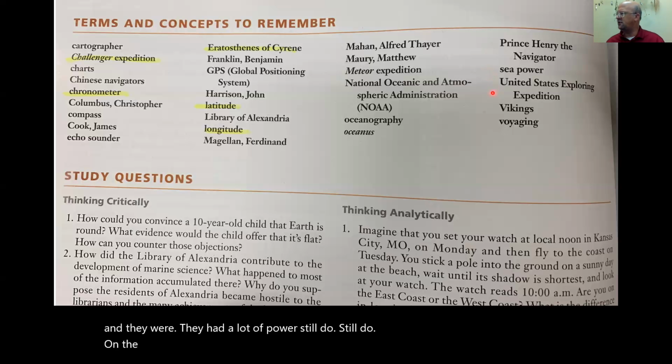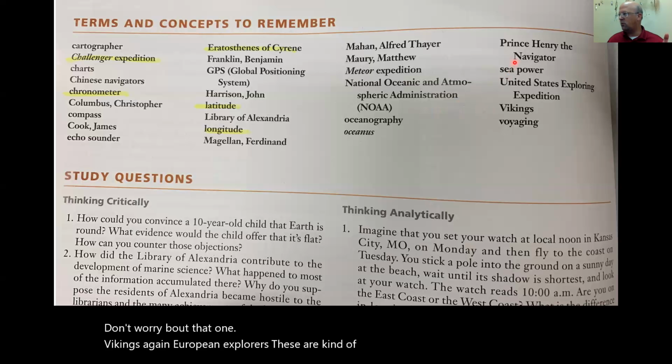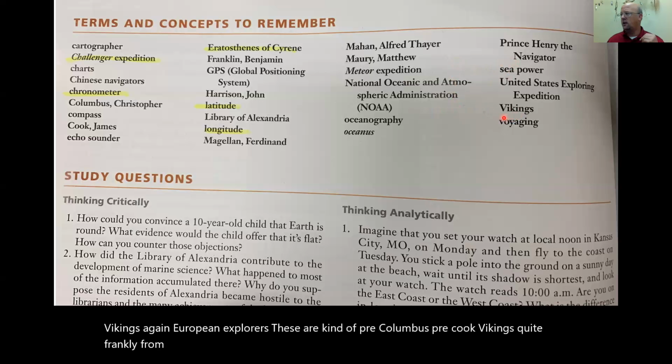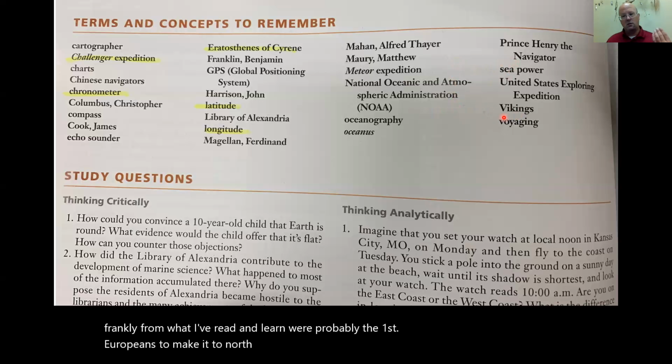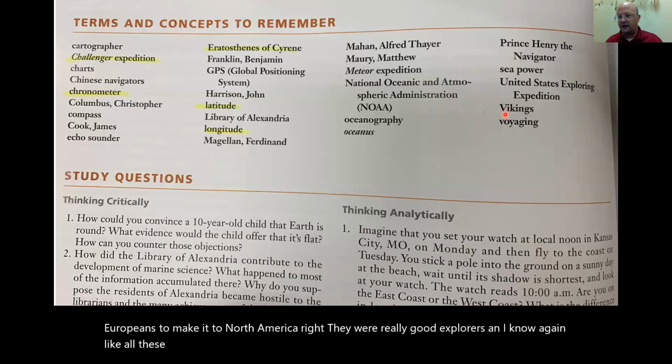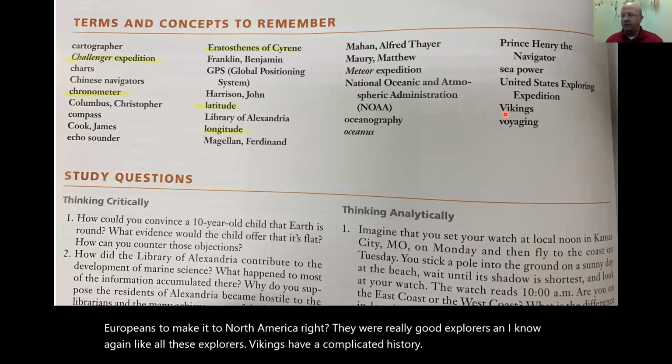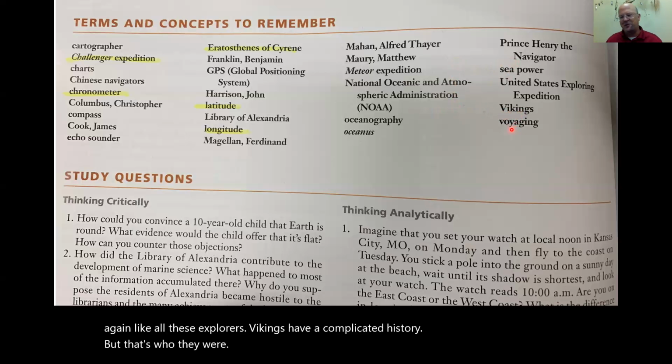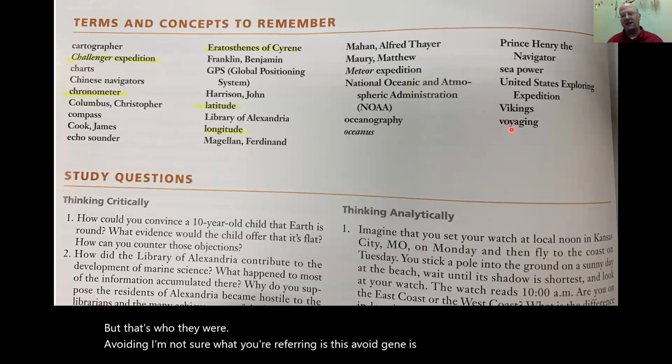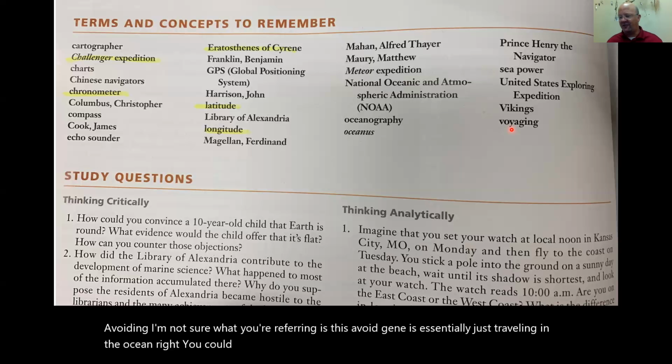The United States Exploring Expedition, don't worry about that one. Vikings, again, European explorers. These are kind of pre-Columbus. Vikings, quite frankly, from what I've read and learned, were probably the first Europeans to make it to North America, right? They were really good explorers. And, I know, again, like all these explorers, Vikings have a complicated history, but that's who they were. Voyaging, I'm not sure what they're referring to here. Voyaging is essentially just traveling in the ocean, right? You could also voyage on land if you want. Just get in your car and voyage to California if you want.